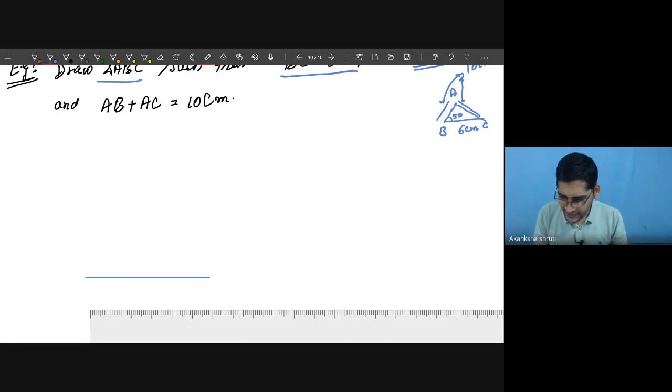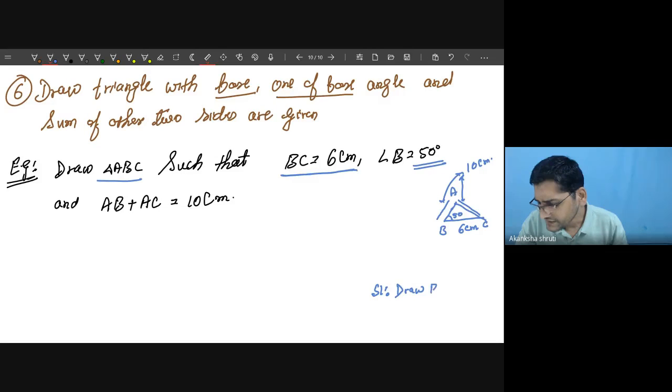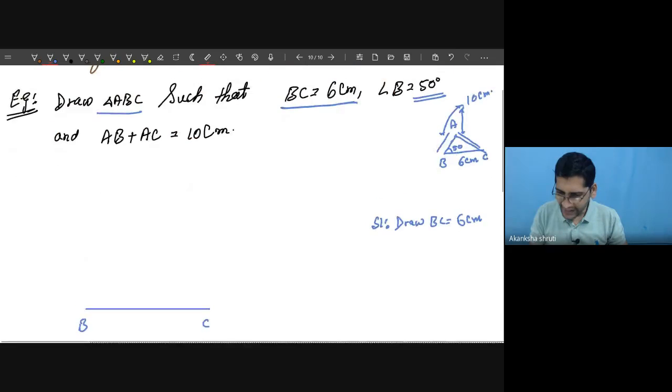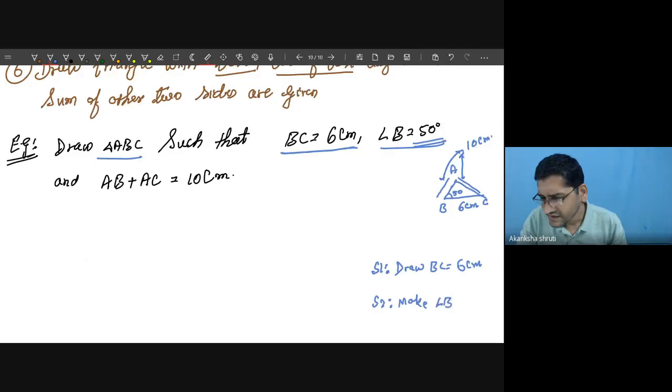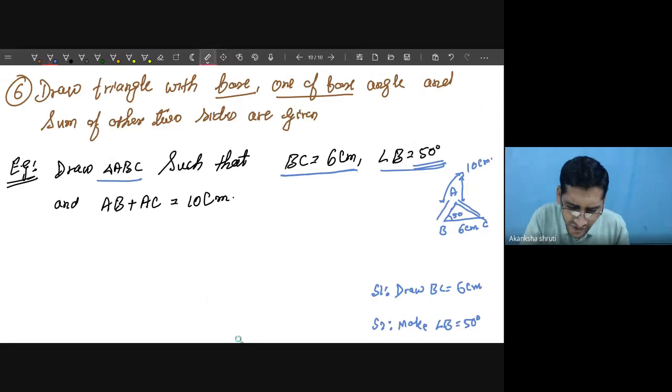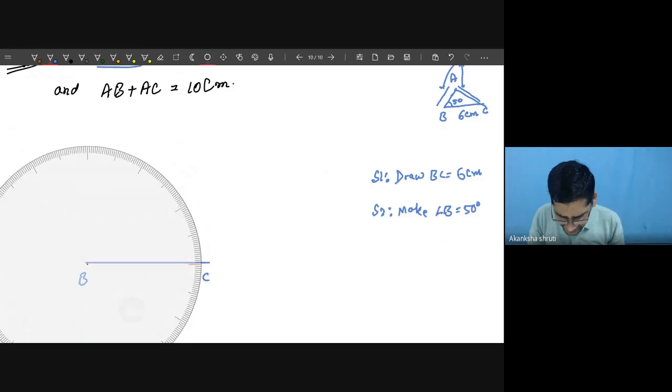Okay, student. So first, draw BC. So what is our step number 1? Draw BC is equal to 6 centimeter. Means whatever the base length is given, draw that. Then make angle B. Then step 2, make angle B equal to 50 degree. Okay, so make this angle. For that, let us take the protractor and make a 50-degree angle.